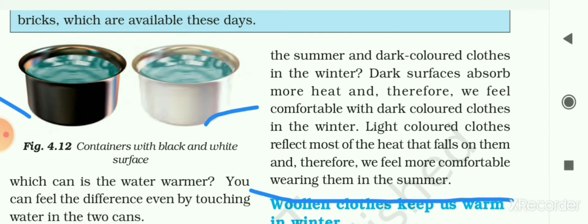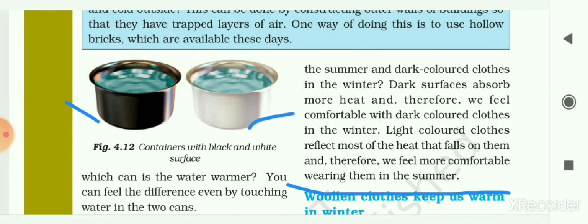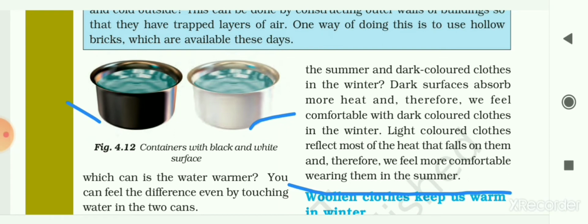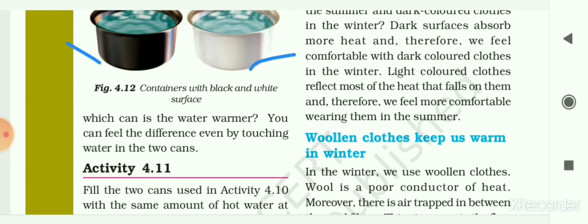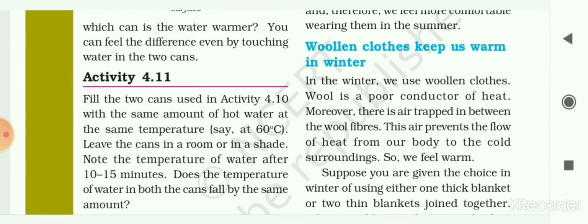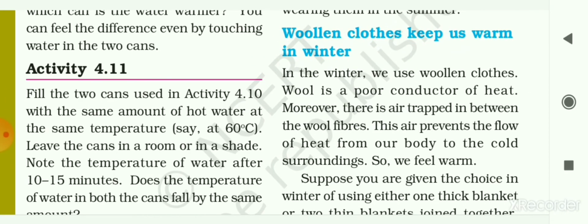So by these two activities we can prove that light colored clothes absorb less heat as compared to dark colored clothes. So we prefer light colored clothes in the summer and dark colored clothes in the winter. Now here is another phenomenon given to you: woolen clothes keep us warm in the winter. Why do we wear woolen clothes in the winter?